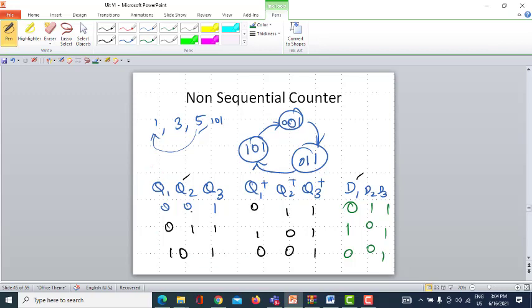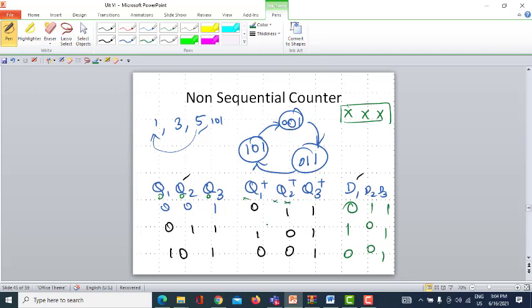The rest all are don't care states. The other states are don't care states. You need to fill these with XXX because that is not going to occur. For simplification purposes, we can take it as XXX. Namely, for 000, it is XXX. It is not going to occur at all.